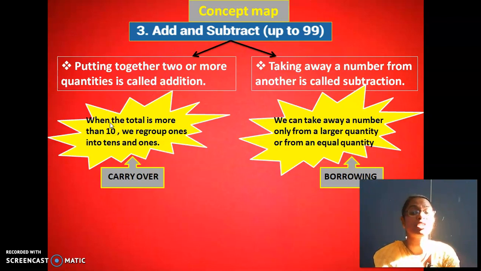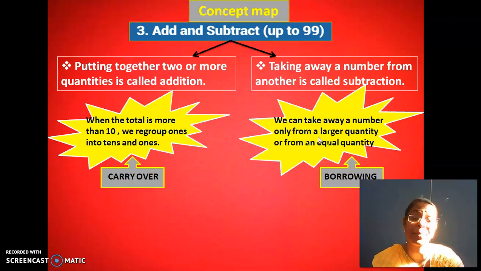So, what is the next one? Yeah, when the total is more than 10. What does more than mean? Yeah, you have more quantity. So, when the total is more than 10, we regroup. When you get an answer in the ones place as 10, what will happen? You will put it into tens and ones. That term is called carry over.